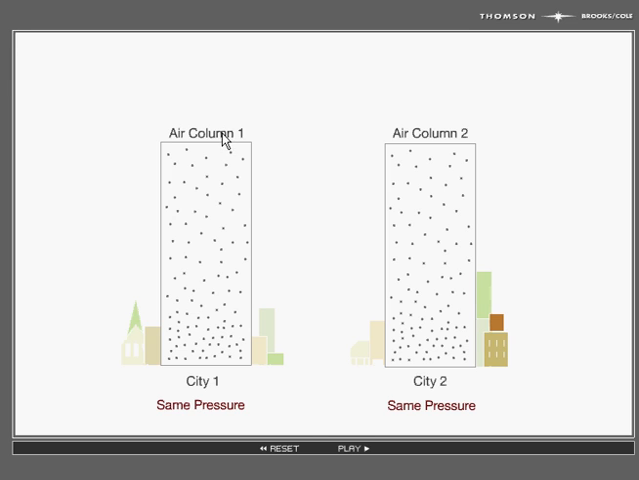That's balancing out that pressure, upward pressure of 900 millibars of pressure is balancing out the weight of the air above that's pushing down in both cases. Now what we're going to do when we press play is we're going to warm this city up and cool this city down. Let's see what happens.